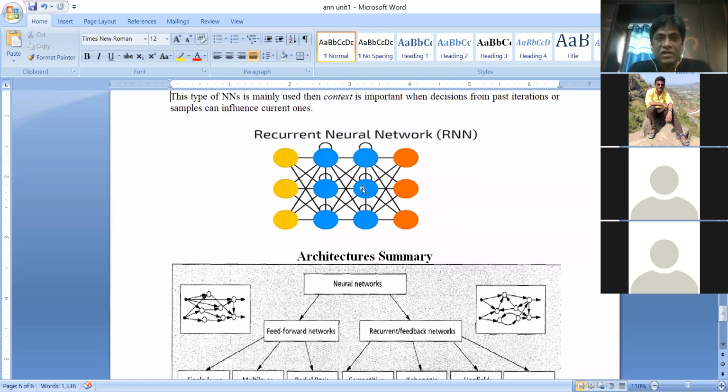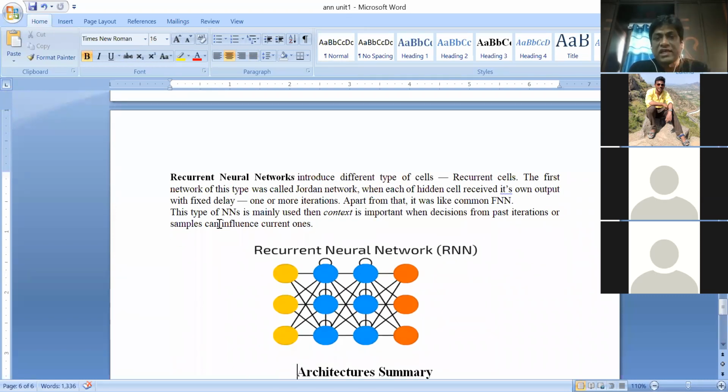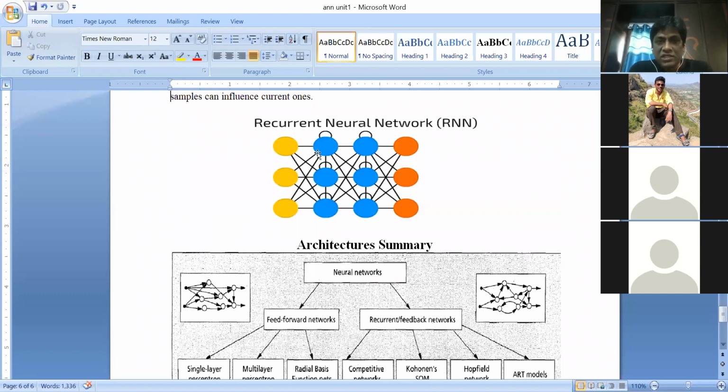And in the recurrent neural network, every cell is connected to itself, which means it can correct the output produced by itself. You can see this. Every hidden neuron is connected to itself. That means the output produced by the neuron is again connected back to it so that it can identify and analyze the output produced, and it can correct itself. So a recurrent neural network is like this.